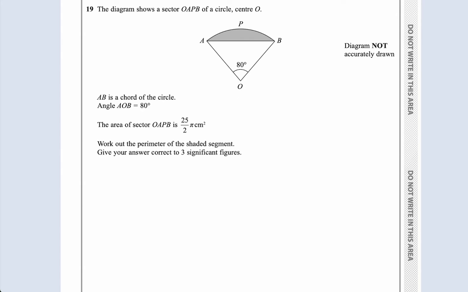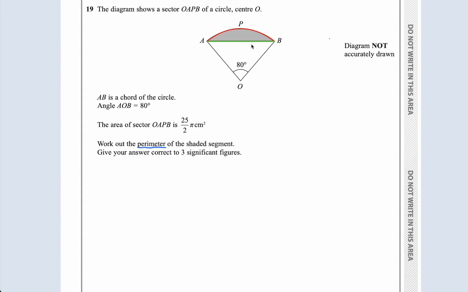I should maybe underline some of these things. So they want the perimeter of the shaded segment, which is this. And give your answer to 3 significant figures. Okay, so the perimeter, guys, is this arc, if you like. That's nice. Plus this length here. So that's the perimeter. The perimeter is the length of the outside of the shape. So we're looking for the length of the outside of the shaded shape, which happens to be a segment.